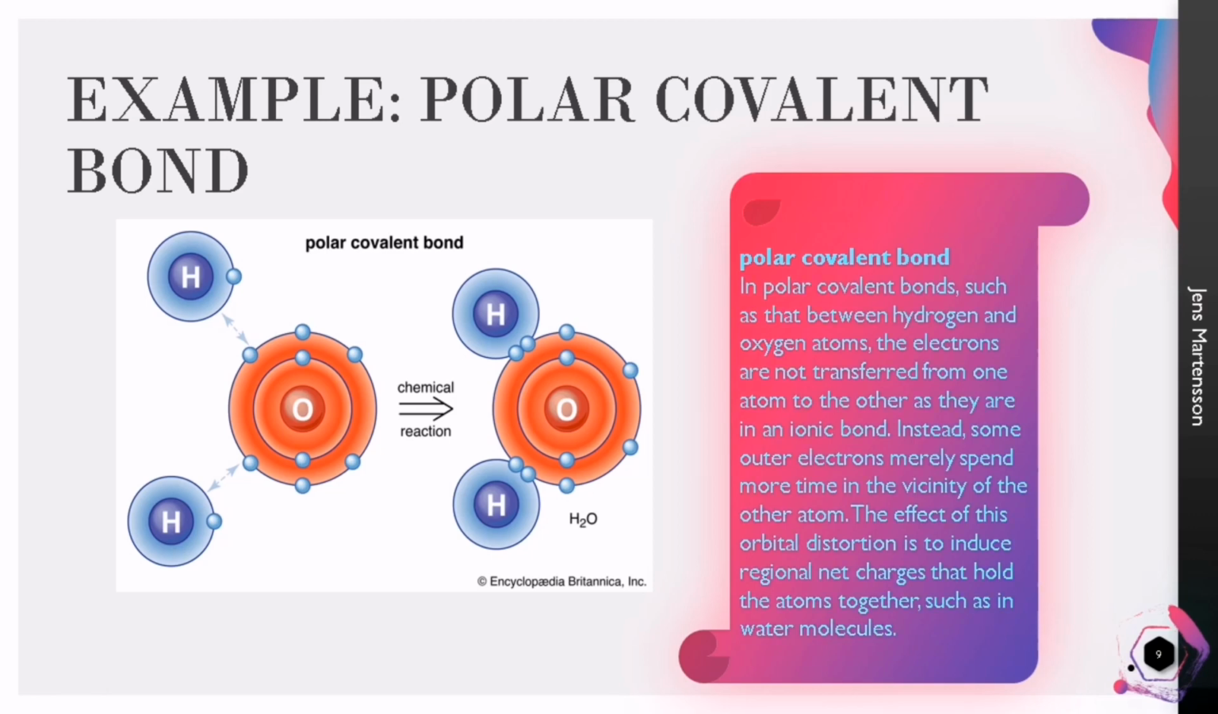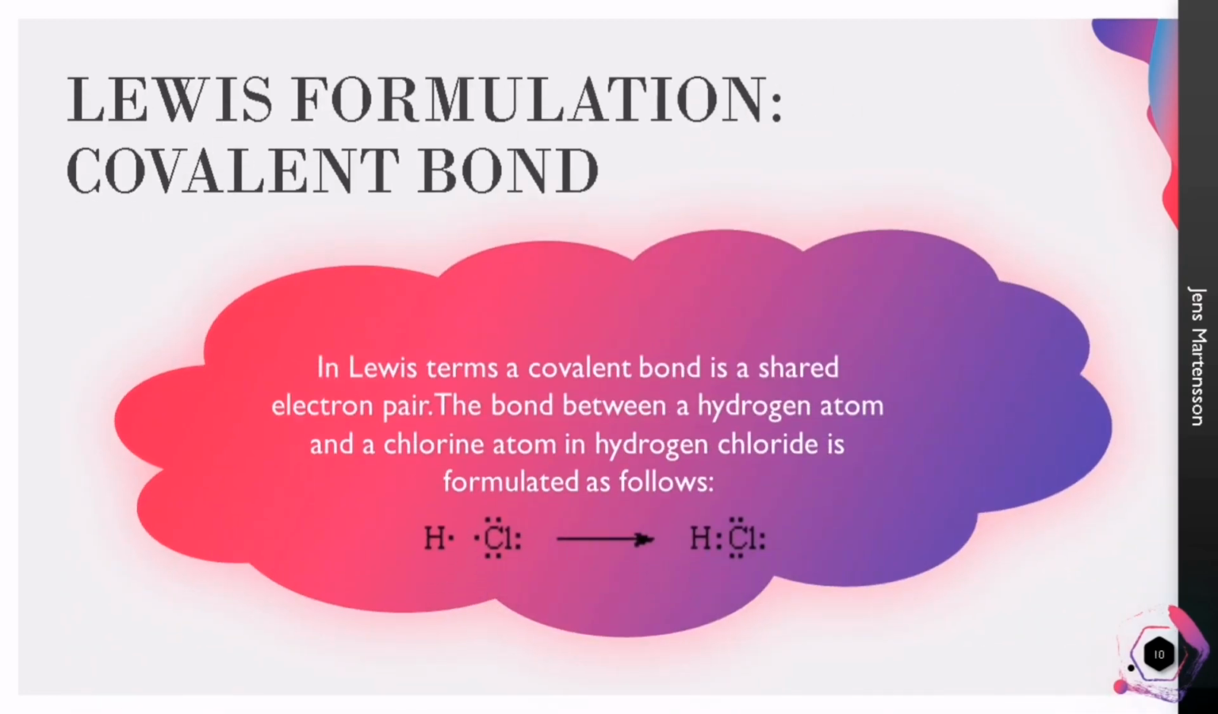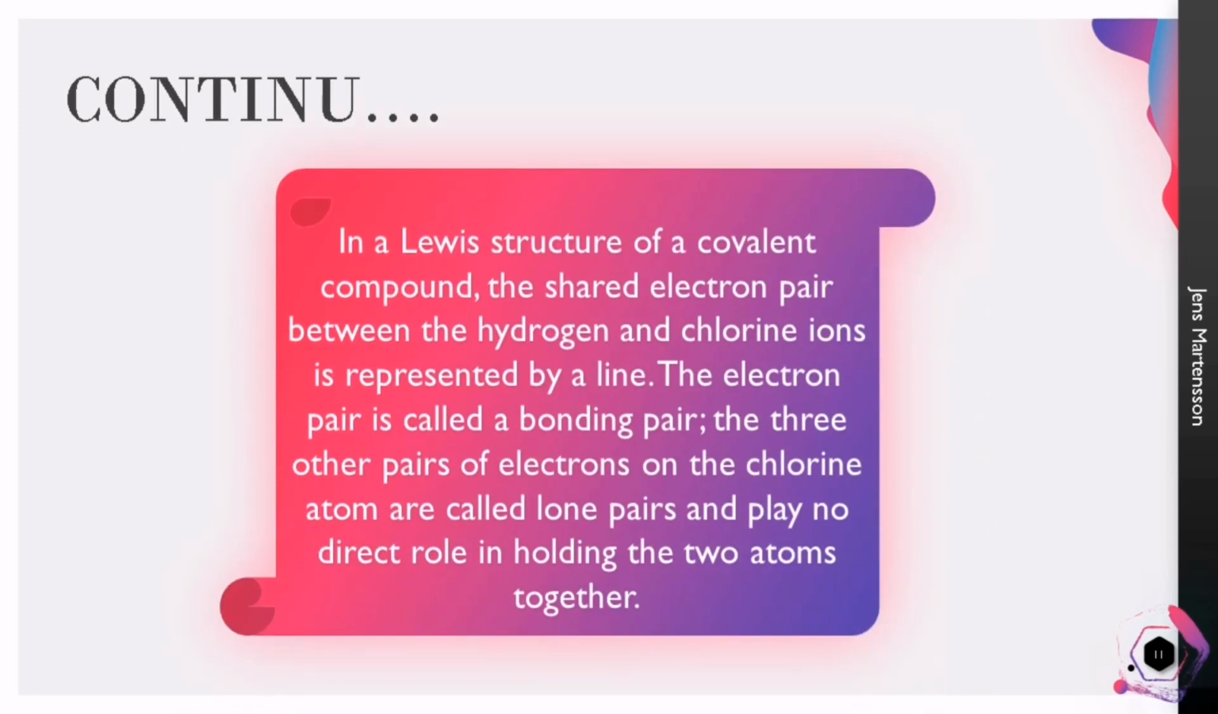Lewis formulation of the covalent bond: in Lewis' terms, a covalent bond is a shared electron pair. The bond between a hydrogen atom and a chlorine atom in hydrogen chloride is formulated as follows. In a Lewis structure of a covalent compound, the shared electron pair between the hydrogen and chlorine atoms is represented by a line. The electron pair is called a bonding pair. The other three pairs of electrons of the chlorine atom are called lone pairs and play no direct role in holding the two atoms together.